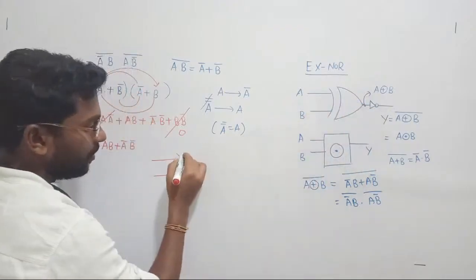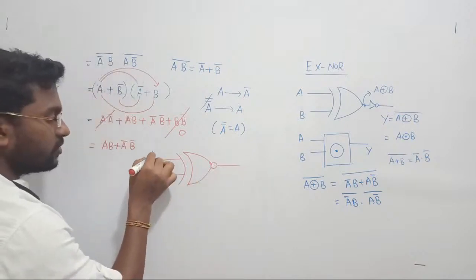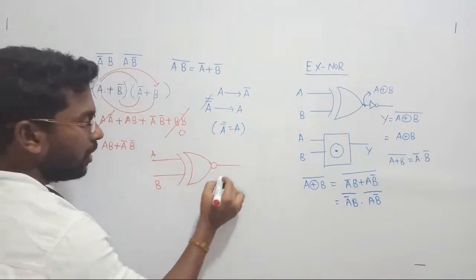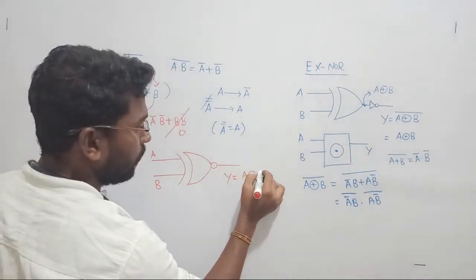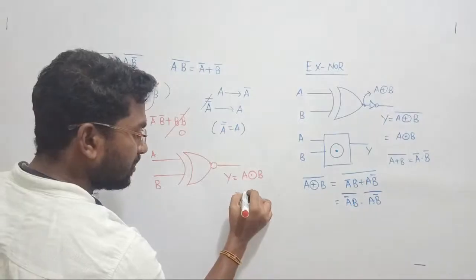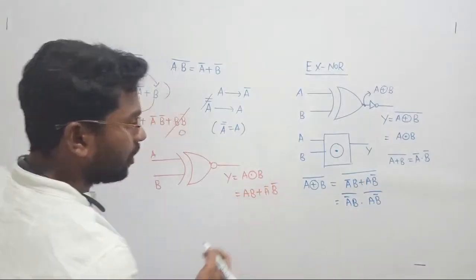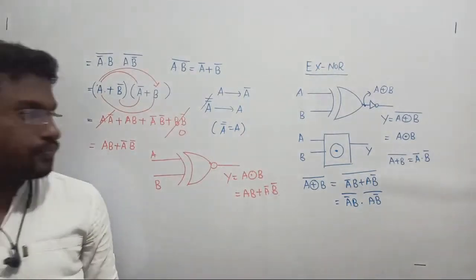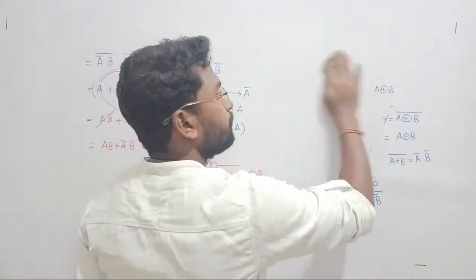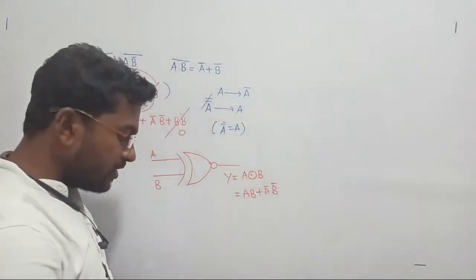This NOT gate can be replaced by a bubble, right? Simple bubble, such that this is going to be input A and input B, and output Y is going to be A XNOR B, and it is equal to AB plus A bar B bar. That is the actual output of the XNOR gate, right? Let us realize its truth table. Now, what will be its truth table?